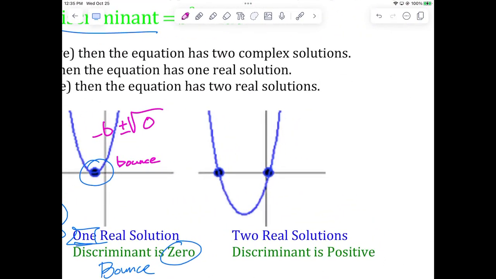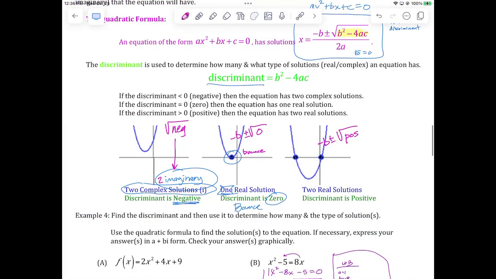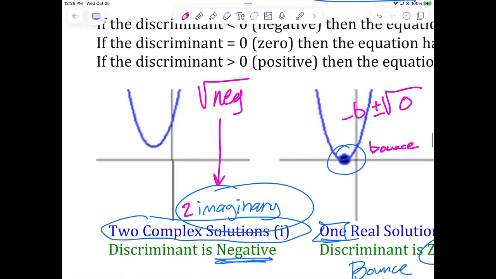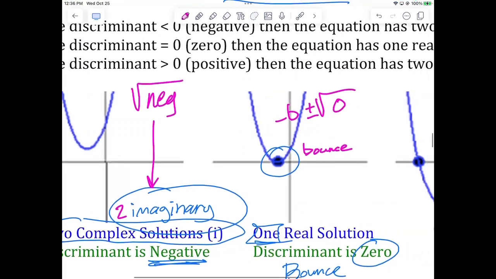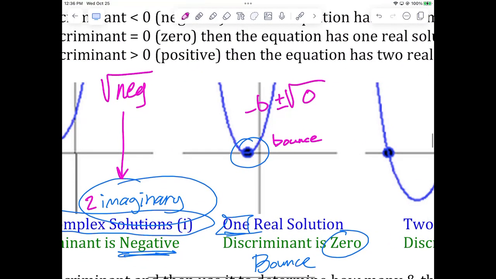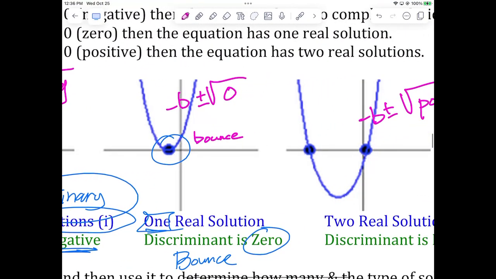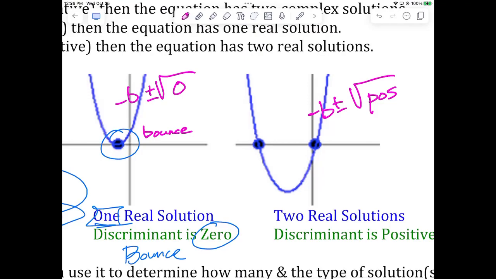But if your discriminant is a positive number and you're taking the square root of a positive, just think about negative b plus or minus a positive. How about like 5 plus the square root of 2, 5 minus the square root of 2? Those are two distinct real solutions, and you're going to get two x-intercepts, okay? So a negative discriminant means no real solutions, two imaginary. The rare case of getting 0 means one real solution, double root, and then the positive discriminant means two real solutions.